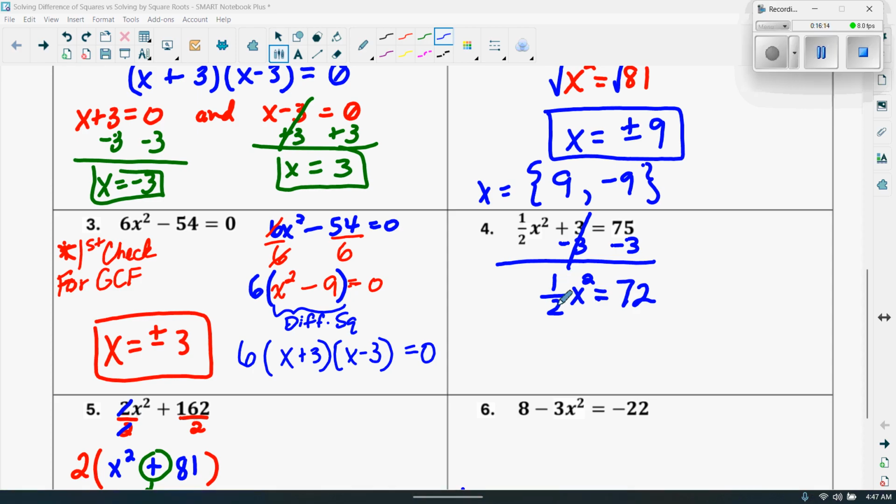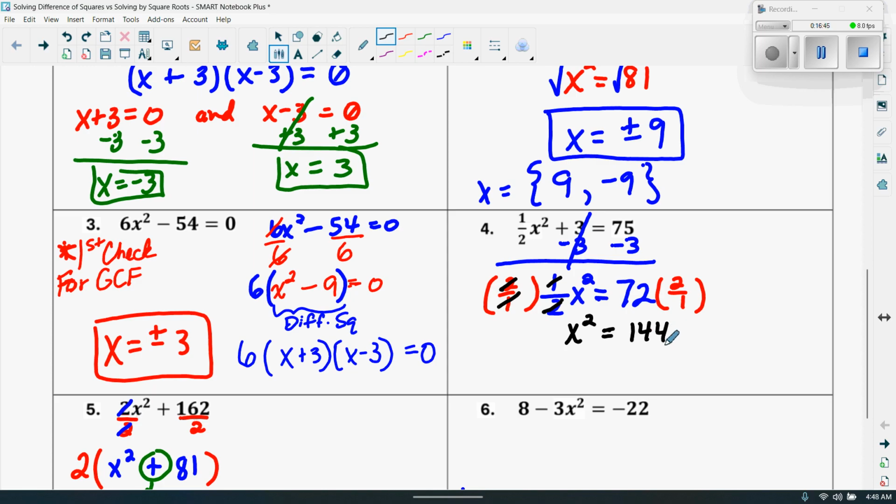So now we have to remember how to get rid of the fraction here. Whenever you have a fraction coefficient, to eliminate that, to cancel it out, you have to multiply both sides by the reciprocal. So the reciprocal of 1 over 2 is flipping the number, so that would be 2 over 1. Now that's going to cancel the fraction, leaving us the x squared. And now I'm doing 72 times 2, which is 144.